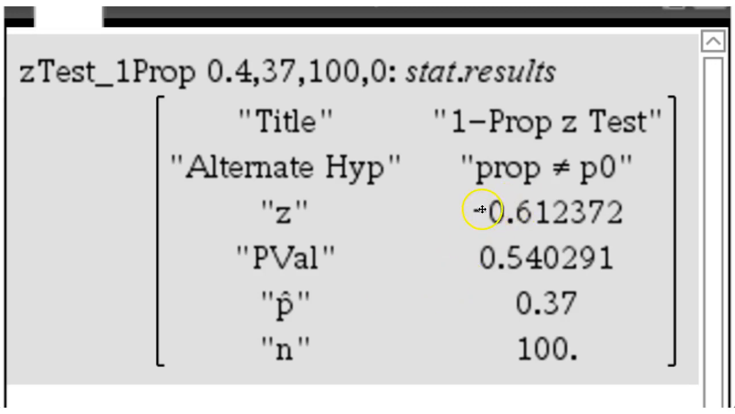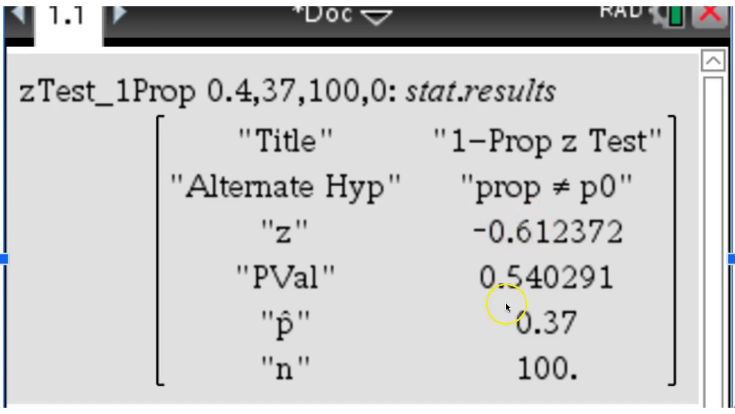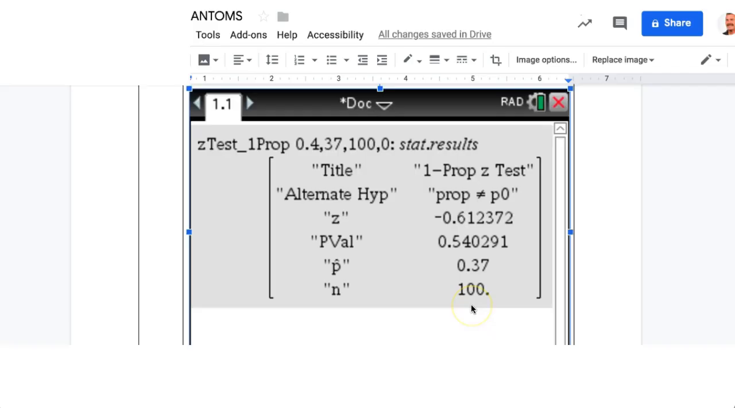So I need to include the z-score. Right there's my z-score, and I need to include the p-value, and I need to include my p-hat and my sample size. So I have my z-score and my p-value. I also have the evidence against the null hypothesis, and it's all here in the test. So I'm going to use this test to kind of back up my work.